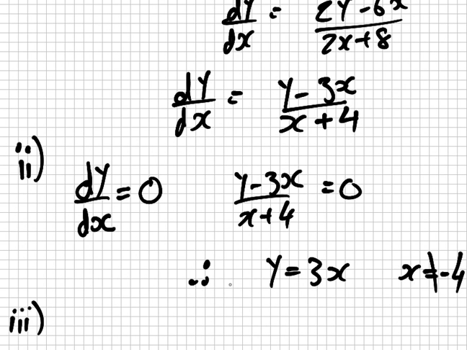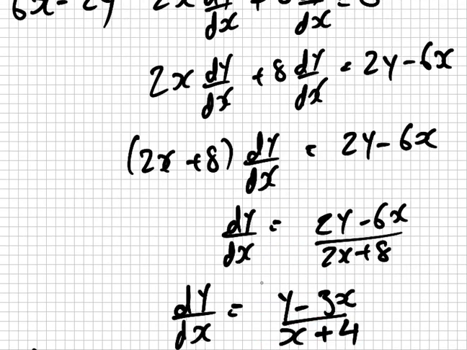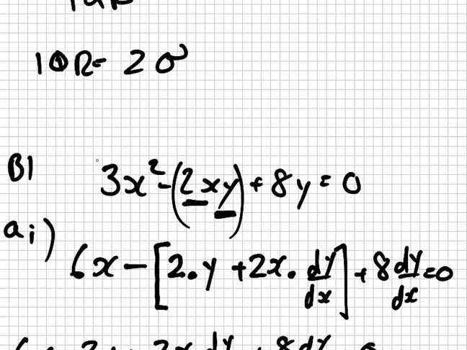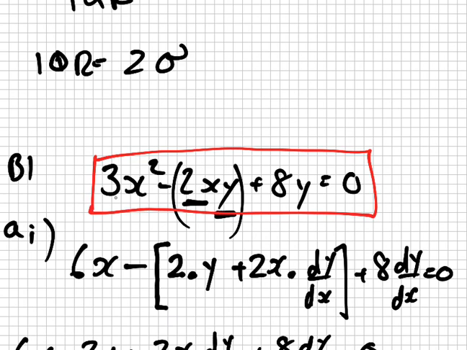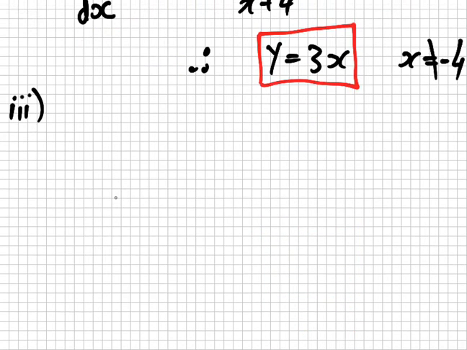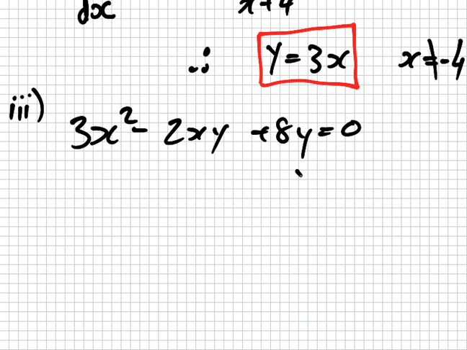Part 3 is now to find this turning point. In part 3, you need to find x and y. So you have two equations for x and y: this one here and the one at the very beginning. So this is one of those one linear and one quadratic problems. You have 3x squared minus 2xy plus 8y equals 0, and you have y equals 3x. So you just take that and sub it in for y.